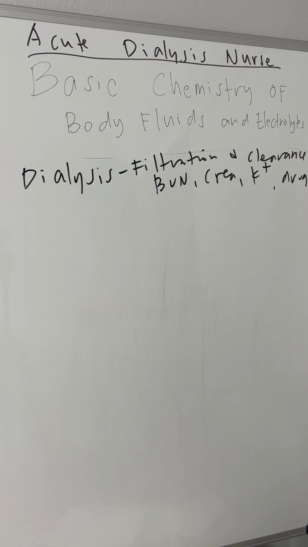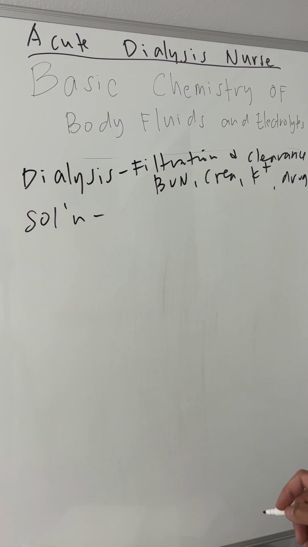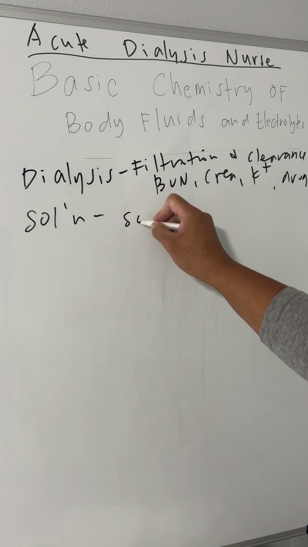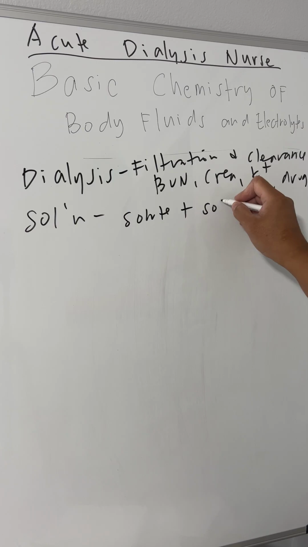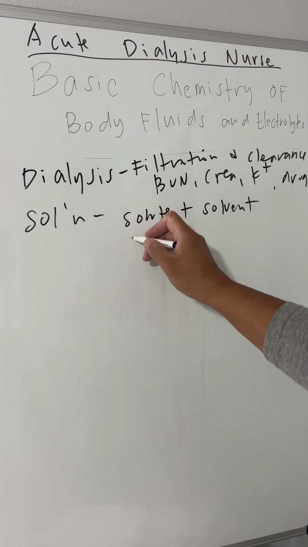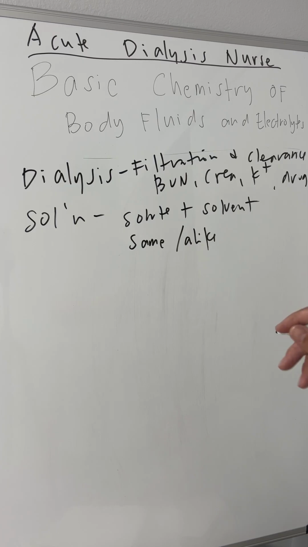Next is solution. If we say solution, this is a mixture of dissolved particles. These particles are solutes and a liquid, so solute plus solvent. These are the homogeneous mixture of dissolved particles, which are the solute, and liquid, which is the solvent. Homogeneous mixture means they are the same or alike, which they can be mixed together.